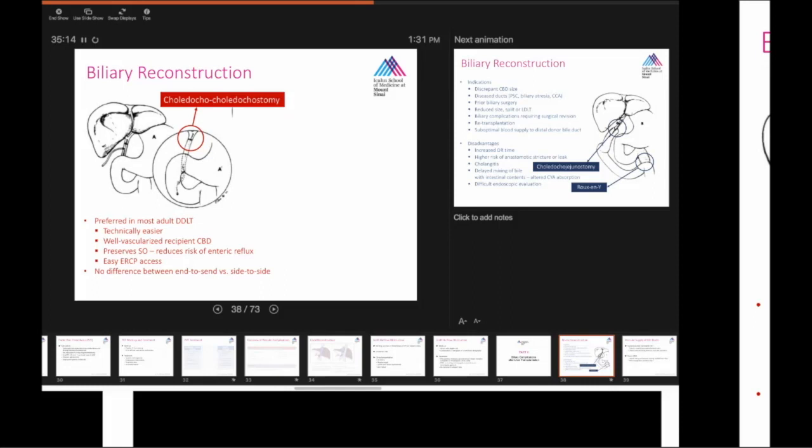They like this because it's technically easier. The recipient common bile duct is well vascularized. It preserves the sphincter of Oddi, which prevents enteric reflux and maybe reduces the risk of cholangitis. And if a biliary complication develops, then you could get to it through an ERCP.